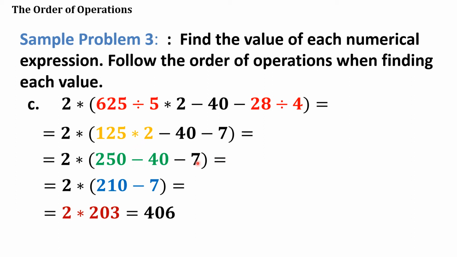Then I had my subtractions inside my parentheses. So I started with this subtraction first, because it was the first one from left to right. And then I subtracted by 7 because it's the last one that I have left. Once I have answered everything inside my parentheses, then I can multiply it by that 2 that was outside. And the answer is 406. And if you have the same answer as me, then congratulations, you did an amazing job.